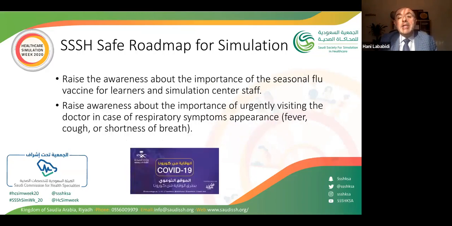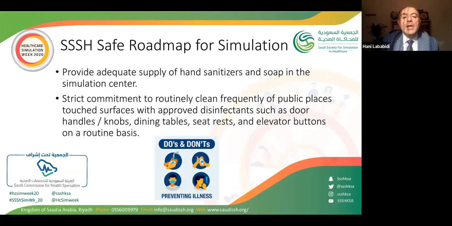Raise awareness about the seasonal flu vaccination, which is now the time for it, for learners and the simulation center, because you don't want to get confused, if you get the flu, that it is COVID and vice versa. And raise the importance of urgently visiting the doctor in case of respiratory symptoms. And this is the Markaz "توعوي بطرق الكورونا" that is related to the Ministry of Health.